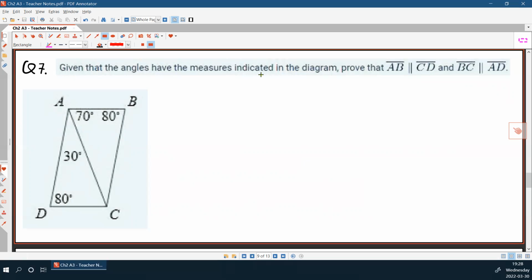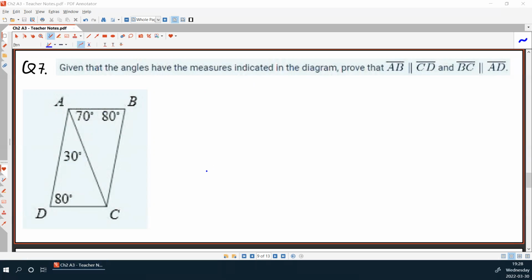Given that the angles have the measures indicated in the diagram, as shown below, prove that segment AB is parallel to segment CD, and segment BC is parallel to segment AD. In order to prove two segments are parallel, remember we need to use the judgment theorems, right? So we can prove either the alternate exterior or alternate interior angles are equal, or something like that. Remember there are 4 judgment theorems we can use, right? Okay, back to this question.